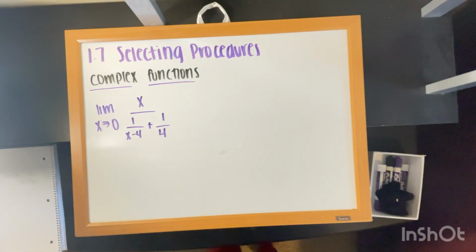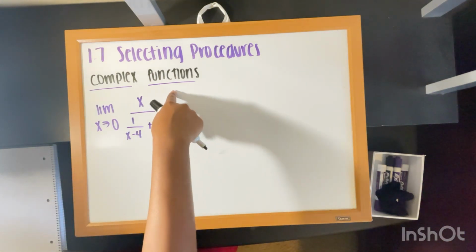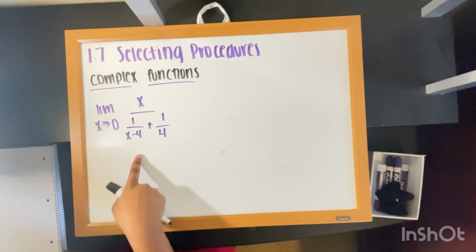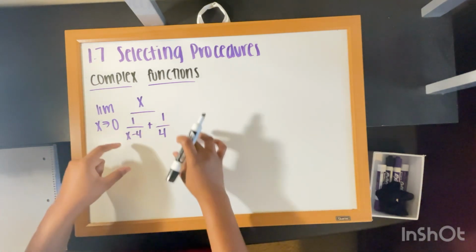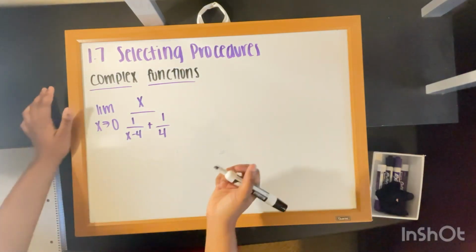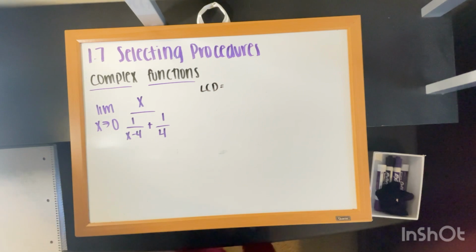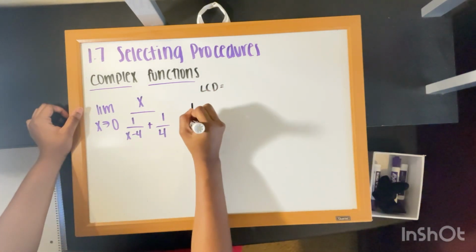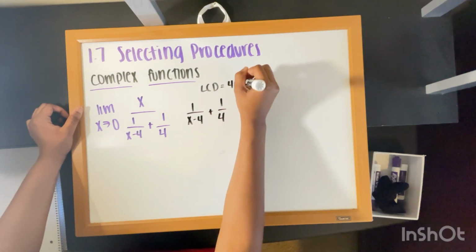Next thing we're going to talk about is complex functions. Let's do an example. If I had the limit of x approaching 0 of x over 1 over x minus 4 plus 1 over 4, this would be a lot. So the first thing you need to do is break it apart. Let's start with the denominator. This looks like a regular LCD problem where you have to find the least common denominator. The least common denominator for 1 over x minus 4 plus 1 over 4 would be 4 times x minus 4.